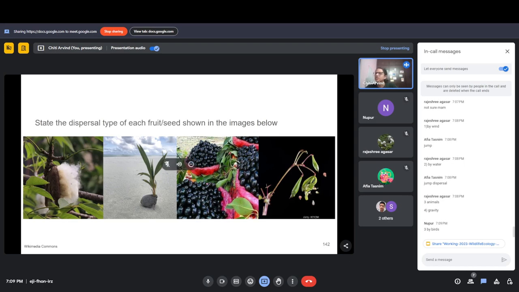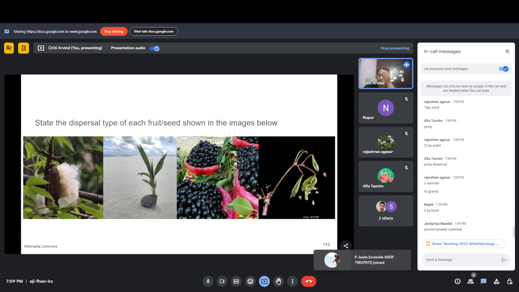Okay, so for the first figure, as Rajshri mentioned, it's dispersed by wind. It is a wind dispersed seed. As you can see, the seeds are really fluffy and cottony, and when the seed pod bursts open, the wind actually carries these seeds to a larger dispersing distance. And this is an example of the red silk cotton tree.